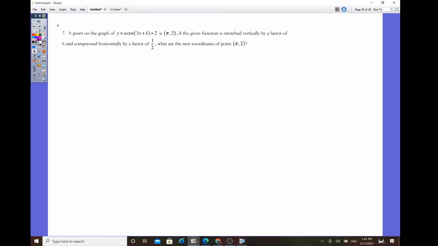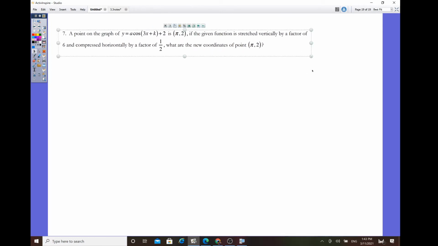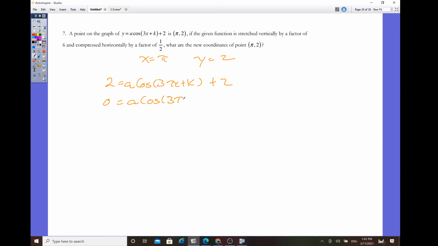So this one shows a non-factored, ultimate form. One thing we want to interpret here is the original function itself. We got pi, and the value for y would be 2. Basically, what this is saying is that if you plug in pi, we end up with 2. So 2 equals a cosine of 3 pi plus k, plus 2. In order to have that happen, 2 minus 2 would be 0. So 0 equals a cosine of 3 pi plus k.